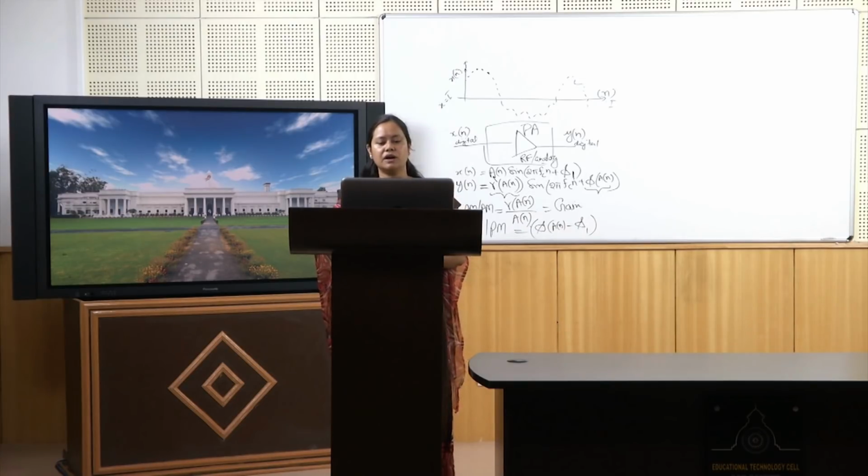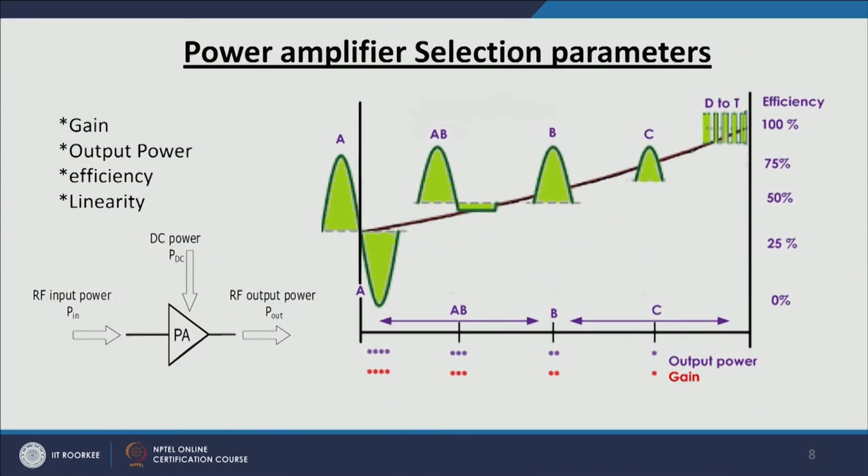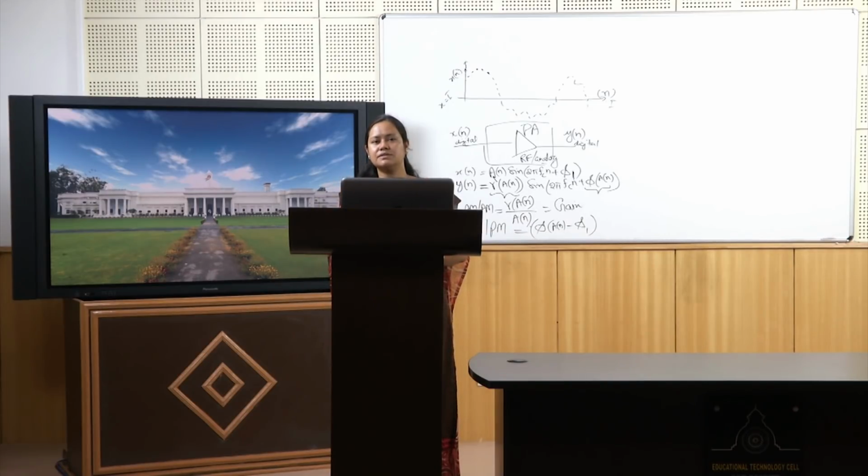So, what are those classes of the power amplifier basically? Whenever we are selecting any power amplifier, we look for 4 things: gain, the output power it can provide, efficiency of the power amplifier, and linearity it can provide. Linearity means after how much input power it will become saturated. If it can become saturated after a larger distance of the larger input power, then it is good for us because it will have lower distortion.